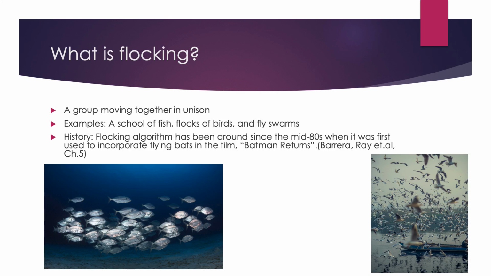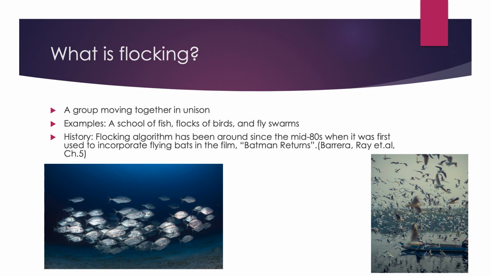A little fun fact: the flocking algorithm has been around since the mid-80s, when it was first used to incorporate flying bats in the film Batman Returns. That is correct. Computer algorithms allowed for creating a flock of bats to come out of the cave when Batman is introduced, which is actually really interesting.